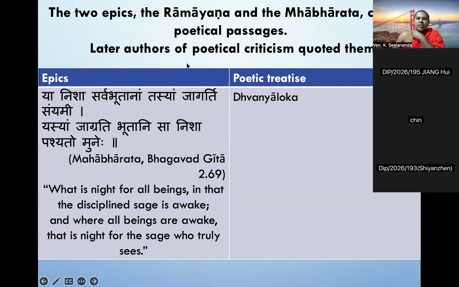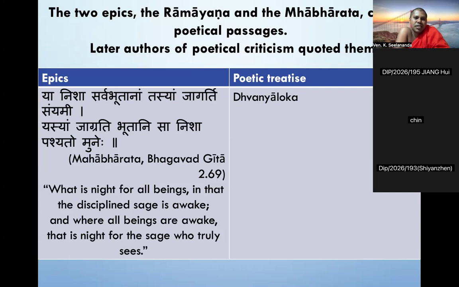And when it comes to the period of epics, there are two famous great epics in Sanskrit literature, Ramayana and Mahabharata. This is a verse taken from Mahabharata, portions from the Bhagavad Gita. This verse is mentioned in Dhvanyaloka. Dhvanyaloka is the poetic treatise composed by Anandavardhana, the famous critic in Sanskrit literature. He extracted this verse from the Mahabharata.